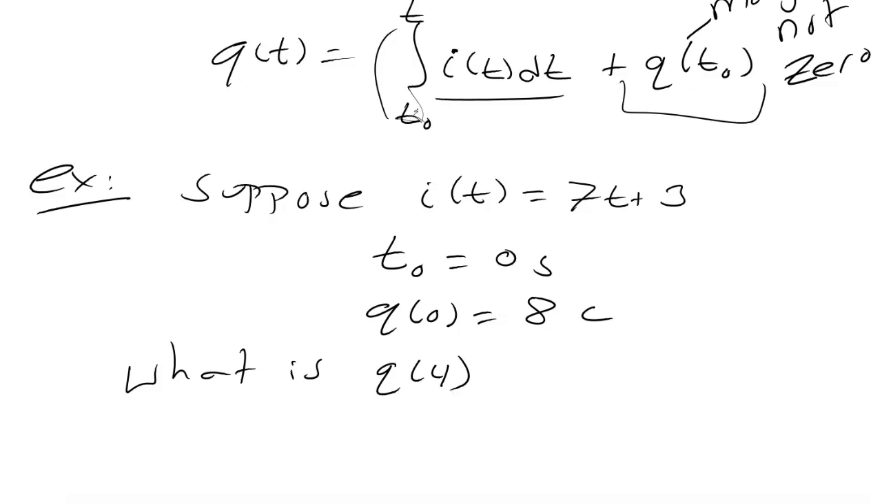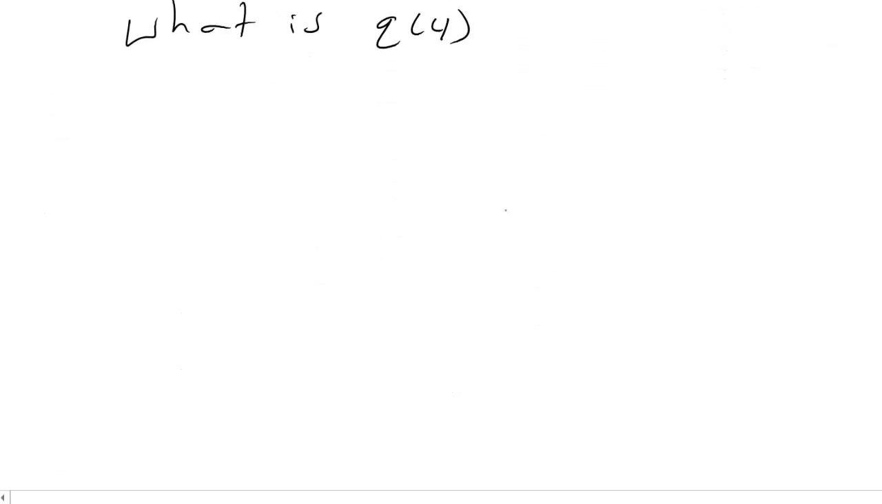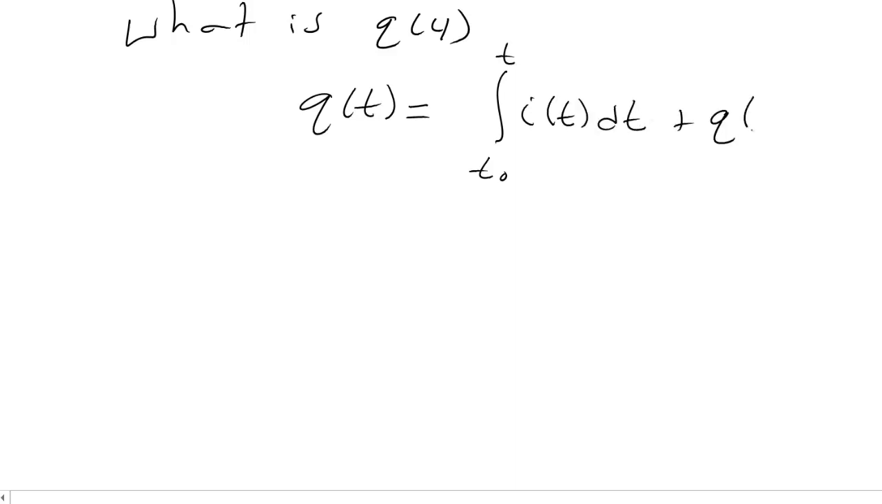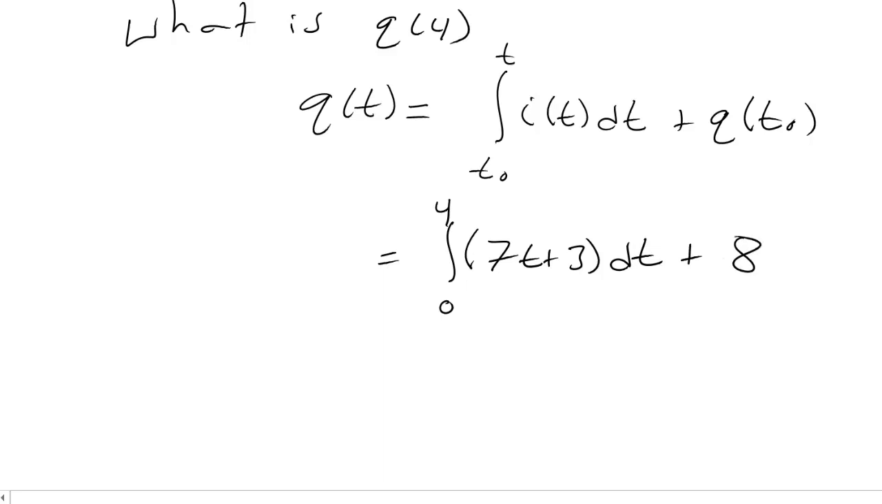Plugging it into my equation, if you recall, Q of t is equal to the integral from t0 to t, I of t dt plus Q of t0. I now plug in the things that I know. The integral from 0 to 4. I of t was given as 7t plus 3 plus Q0, which was given as 8. If I carry out this integration, what I will end up with is 70 coulombs.